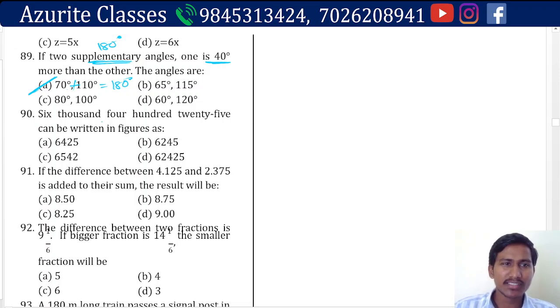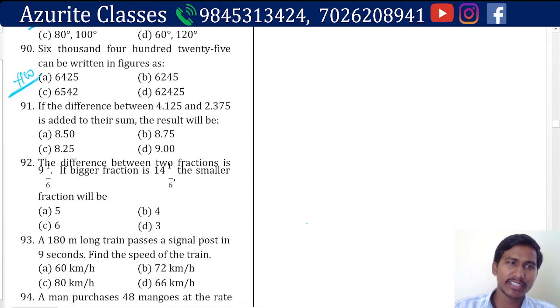Now 90, that is homework for you. That is very easy. Next, 91, what is the question? The difference between 4.125 and 2.375 is added to their sum. The result is, so directly what you have to do is just add them, right?